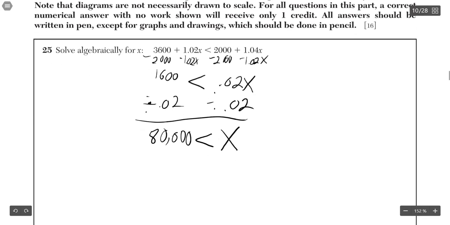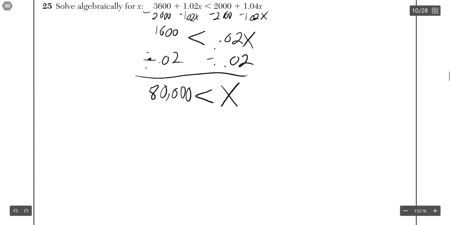Okay, you could also solve non-algebraically by graphing. Y1 is this, Y2 is that. Find the point of intersection. And then you'll get 80,000, and you'll have to figure out that x has to be greater than 80,000, but you won't get full credit for that.